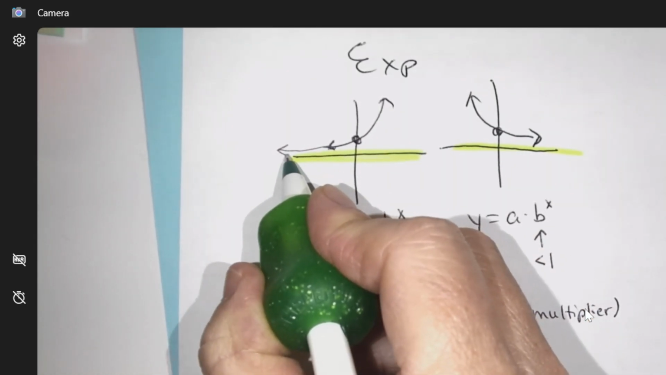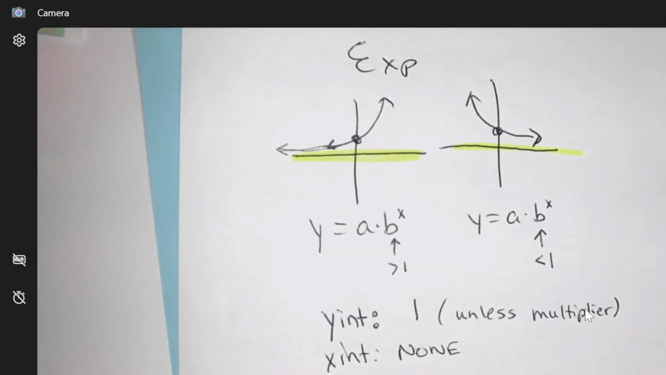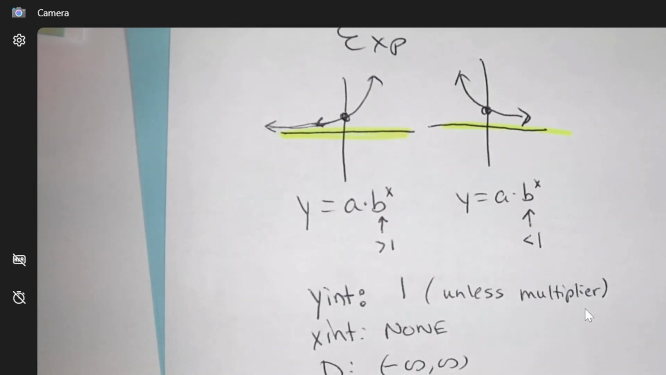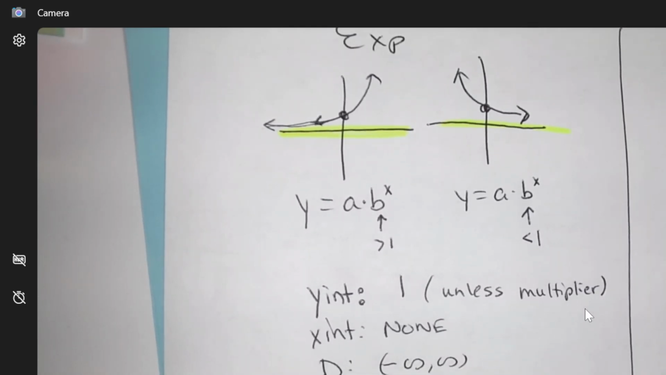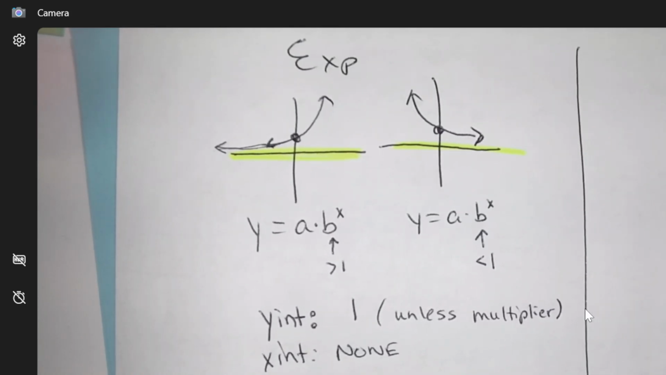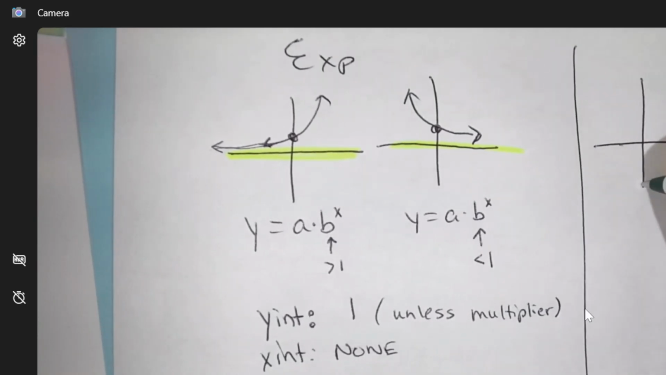So, exponential will always be negative infinity to positive infinity for domain, and the range will be 0 to infinity, and for the other one, it'll be the opposite. Always, right? Unless it's a word problem, then it just throws it all off. Word problems, I hate those, because then you have to think about what's going on.